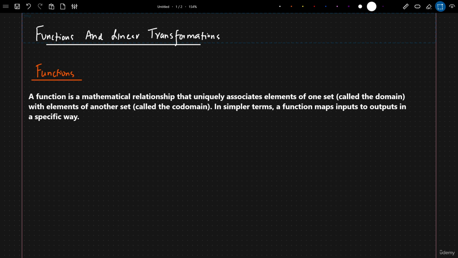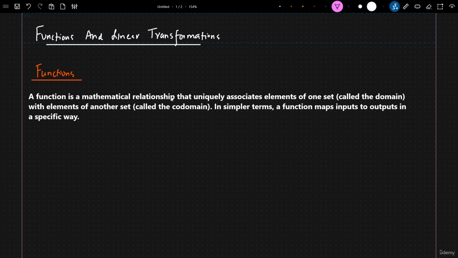Initially, I will explain what exactly functions are and how things are written in terms of functions in linear algebra. Then in the upcoming videos, I'm going to show you multiple examples of vector transformation, matrix transformation, and many more. Okay. So first of all, let's understand the definition of a function.